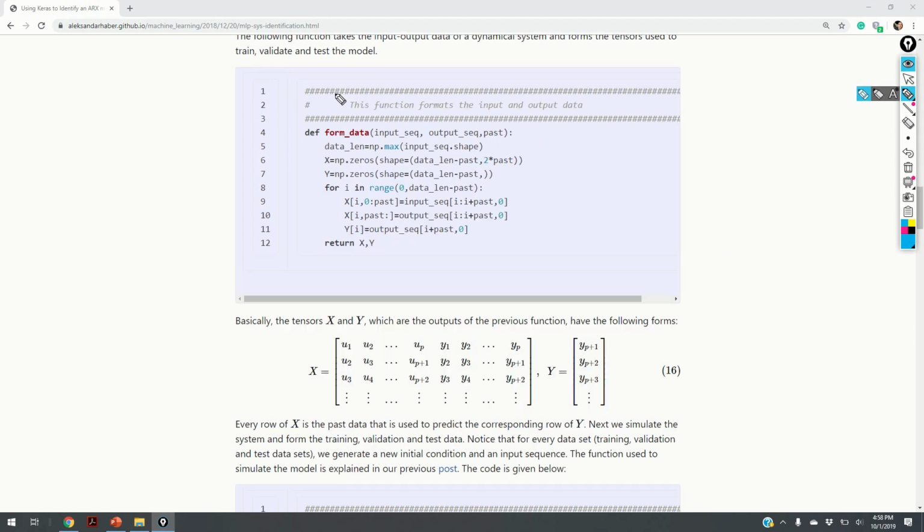Now, the next step is to write a function that is used to organize the data. So these are our data matrices. The function input parameters, the input sequence and the output sequence, are basically vectors of inputs and outputs. The input is the force, the output is the distance. So this function spits out the data matrix X or the input matrix X having this form and the output matrix, or in this case it's going to be a vector, the output Y. So this is how our training, validation, and test data is organized.